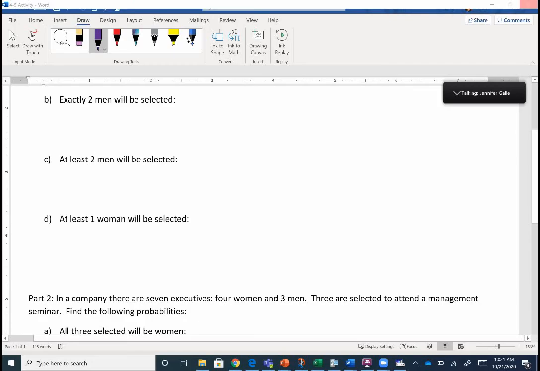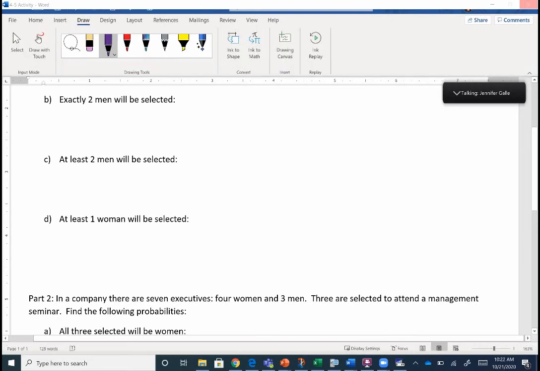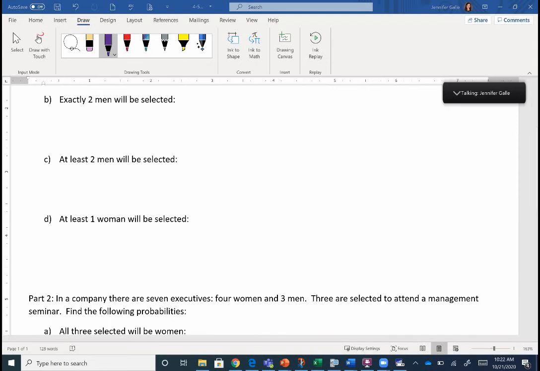And some of us were just kind of sitting and waiting on C and D. So I'd ask you at the very least for C and D, write down what at least 2 men would mean. Write down at least what 1 woman means. So what situations do we have to consider for those? So let's start with B. A lot of us seem pretty confident with B.